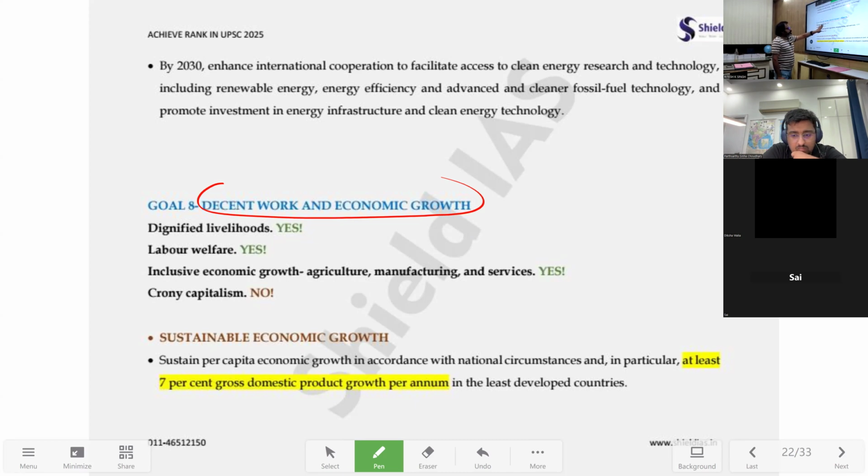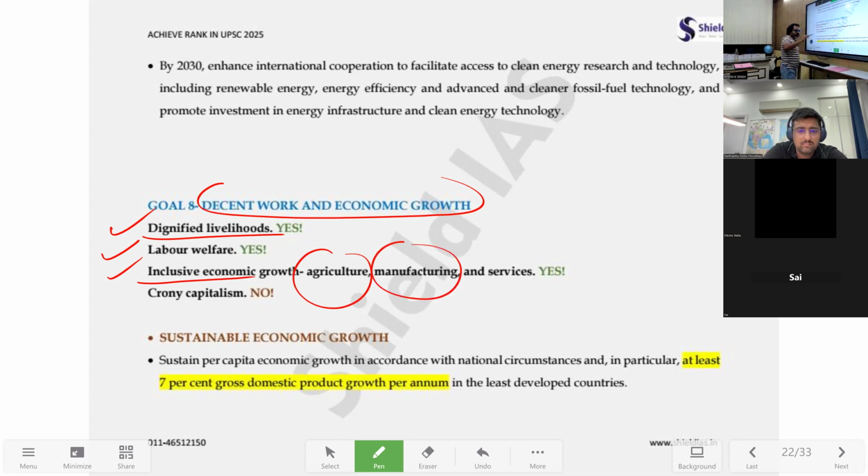Goal 8 is decent work and economic growth. So what we require is dignified livelihoods, not just any livelihood which is forced, not just any livelihood which is a result of not finding work, not just any livelihood which is the result of disguised employment. Labor welfare, that work should also be generating labor welfare. That means dignity, respect at the workplace, labor welfare. And yes, a form of economic growth which is inclusive, benefiting the agricultural side also, manufacturing side also, services side also, a balanced approach.